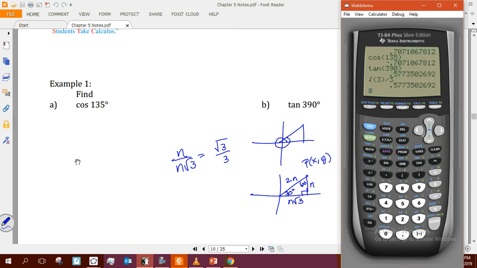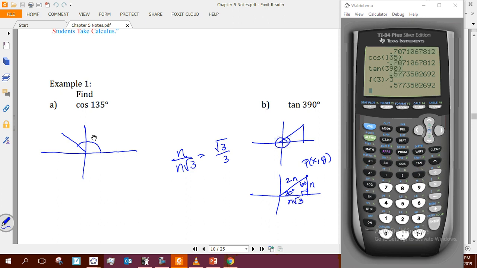You know, doing the cosine of 135. So 135 would be right here. Now the right triangle that I'd be looking at, so this is the angle of 135 degrees, that point P would be about right there. I draw my right triangle here. Hopefully you would all agree that's 45 degrees right there to get down to 180.